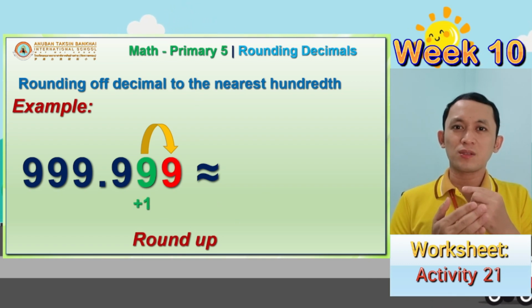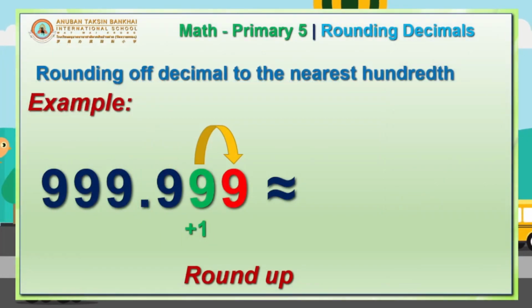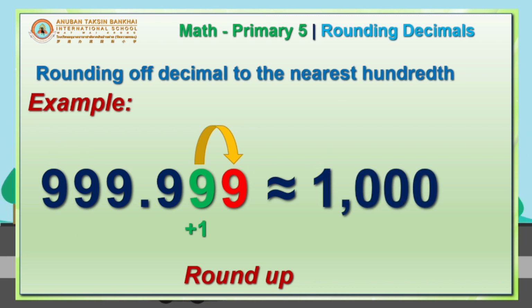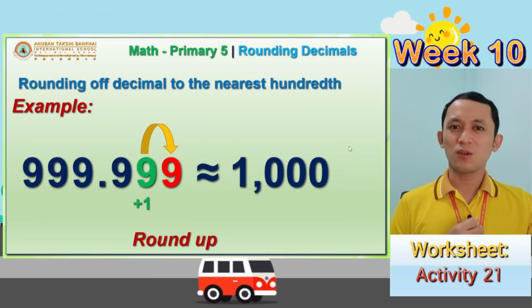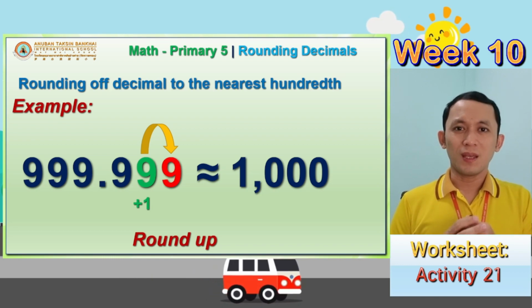So if you're actually going to look at the number 9 plus 1, that would be 10. So we just write 0 carry 1. 1 plus 9, that will be 10. So 0 carry 1, and then until we reach the last number. So our final answer, of course, will be 1000. Okay, so that is very, very easy.